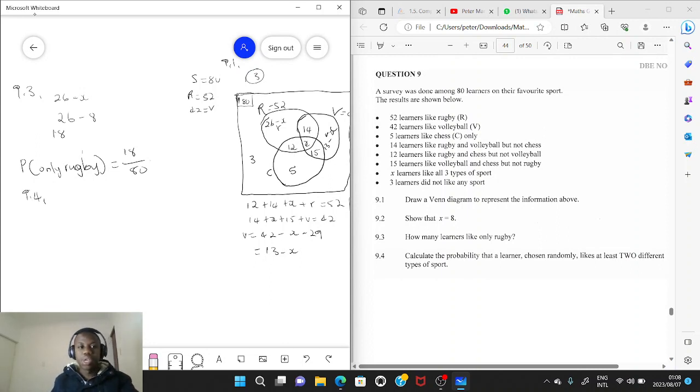So now we have 9.4. So what happens on 9.4? This question contains at least. We have the at least two, at least three. This question, which includes at least, I will recommend us to do it at the end of the video. Why? Because I don't want to confuse you, since we've been making huge progress, right?